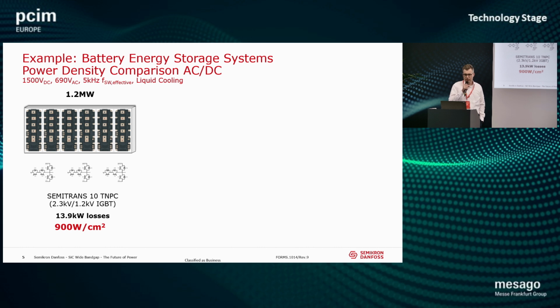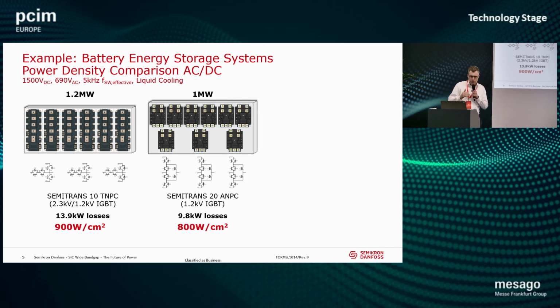One is a Semitrans 10, that's what we call it, TNPC topology. You see two modules. You need a vertical, which is in this case a 2300 volt module, and you need a horizontal, which is a 1200 volt module. And with this you can reach 1.2 megawatt roughly. You also generate losses here, and that's incredible, almost 14 kilowatt of power losses when this thing is running in full load. And if you look at the mounting space you need, roughly you push 900 watts of power through the mounting space that you have, that's per square centimeter.